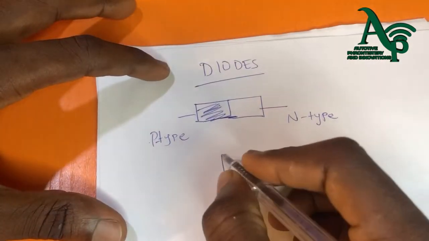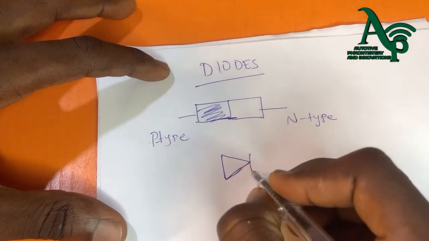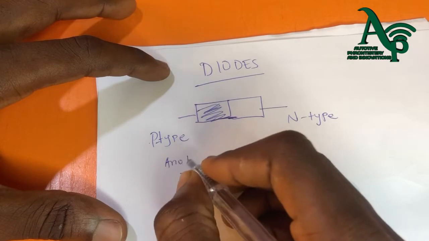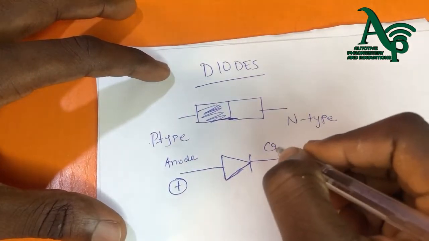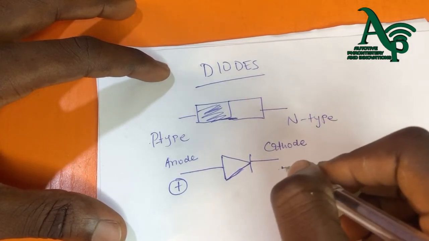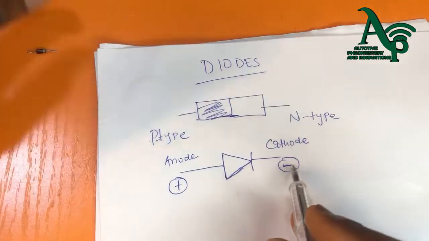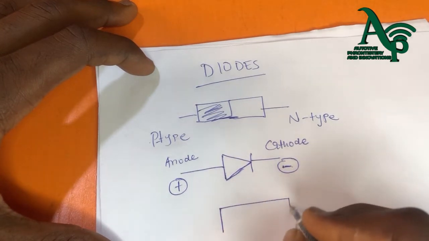Now let's look at the circuit symbol of a diode. This is the circuit symbol of a diode. It has two terminals: we have the anode, which is the positive terminal of the diode, and we have the cathode, which is the negative terminal of the diode. The anode is made of p-type material and the cathode is made up of n-type material.